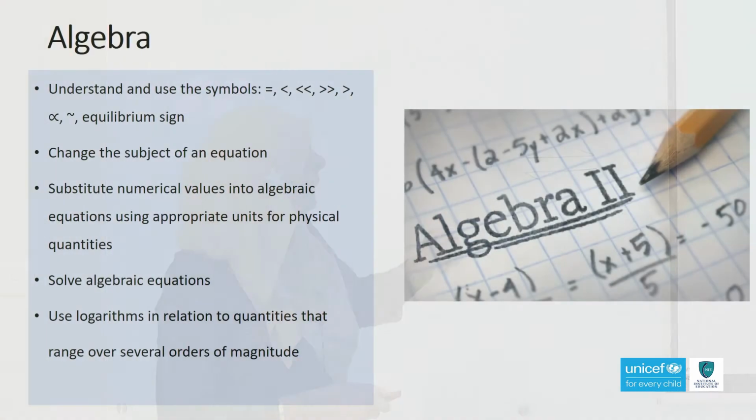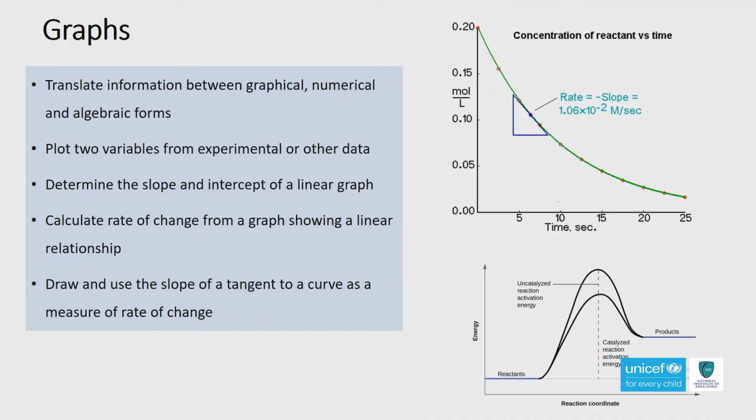Graphs. You should be able to translate information between graphical and numerical algebraic forms. If a graph is given, you should be able to read through the graph and take the information from the graph in answering the questions. Plot two variables from experiment or other data. If a set of data is given, you should be able to plot the graph and take information from the graph.